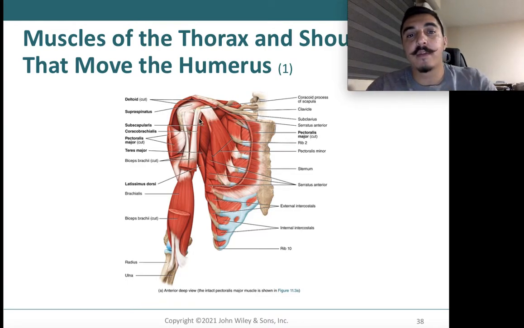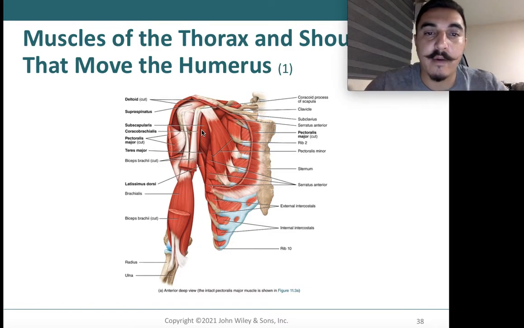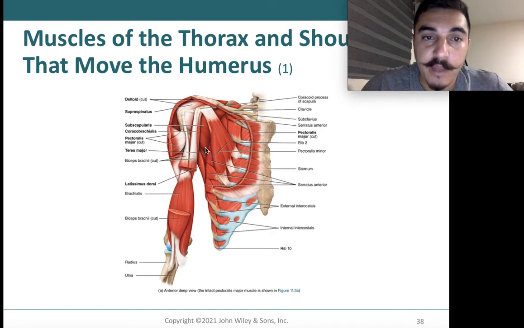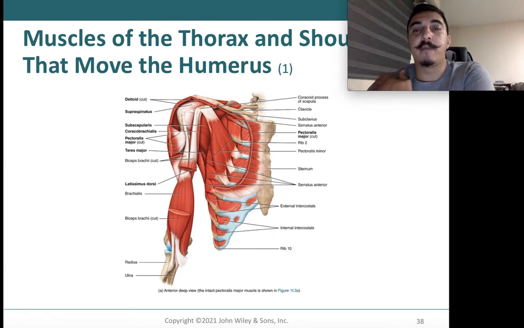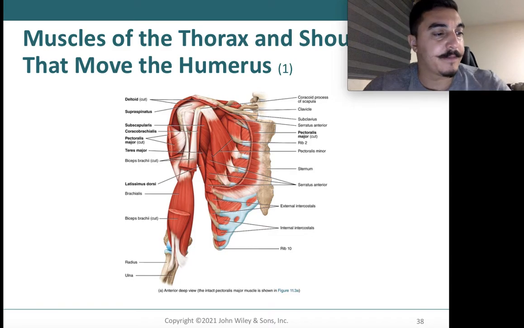Subscapularis, right under the scapula. Coracobrachialis, pectoralis major, the teres major, the deltoid on the top and the back. In the front it's our acromion, clavicles. We have our deltoid right there, on the outside. What else do we have?